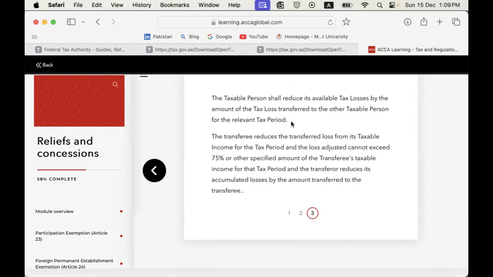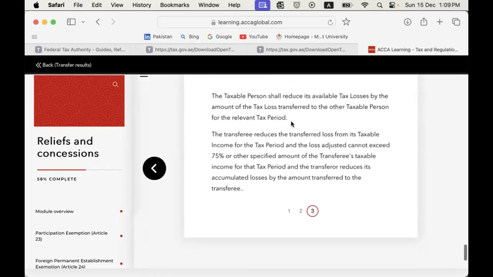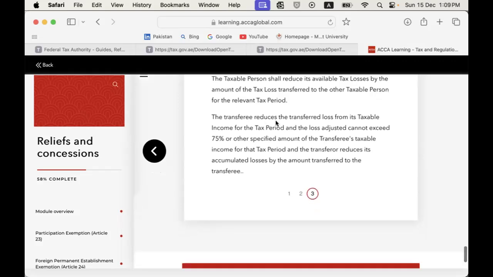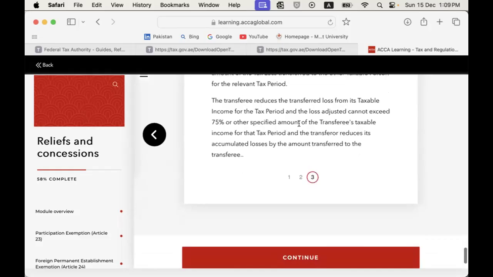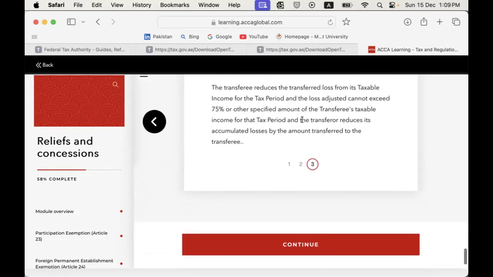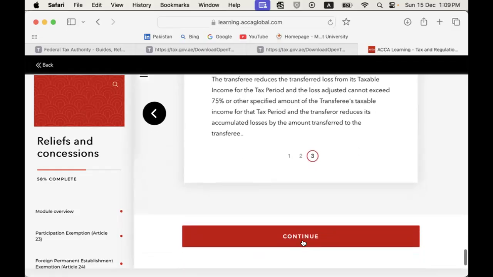Now, please remember something. We are talking about two separate TRNs. These are two separate taxpayers, guys. This is not a tax group. This is two separate TRNs. So one company is transferring tax loss to the other company. The one who is transferring will reduce the amount of loss so transferred from its tax losses, and the other company will offset that loss. The transfer reduces the tax loss up to the extent of 75% of the taxable income of the person to whom they transferred the tax loss, and this is how it moves on.